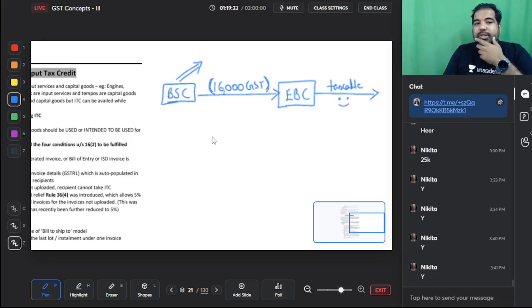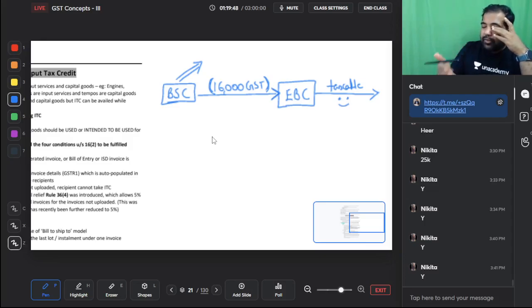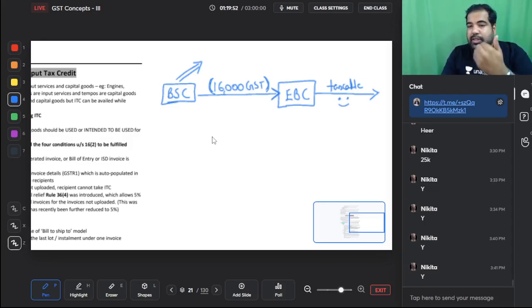There are some conditions of taking credit, only then can you get credit. Next, these batteries should be received by you. That means if they are received in lots, then whenever you get the last lot, not in parts. So let's say half the batteries you got, can you take 8,000 credit? No. Whenever you get the last lot, whichever month, that month you will get the credit. Alright. So there are some conditions. Let's start. The first condition, the first section is section 16.